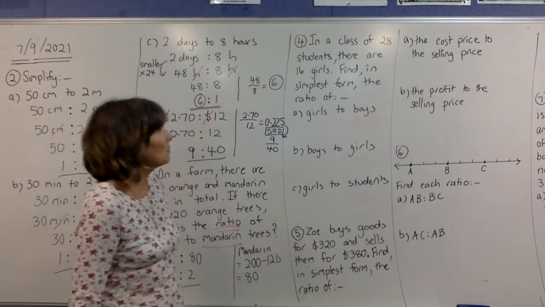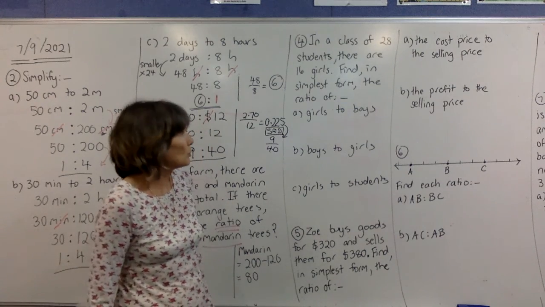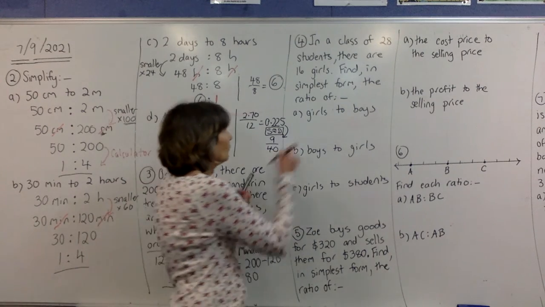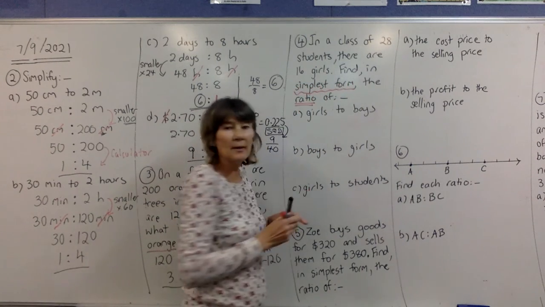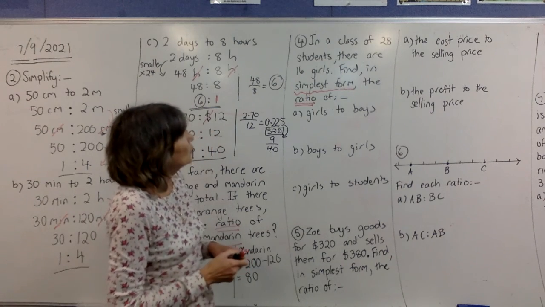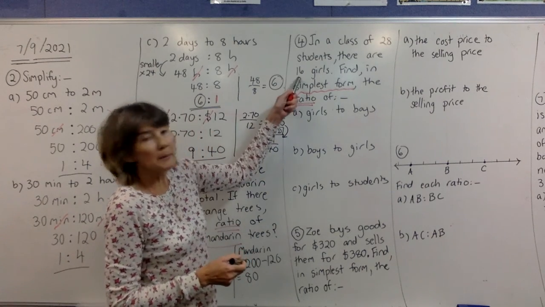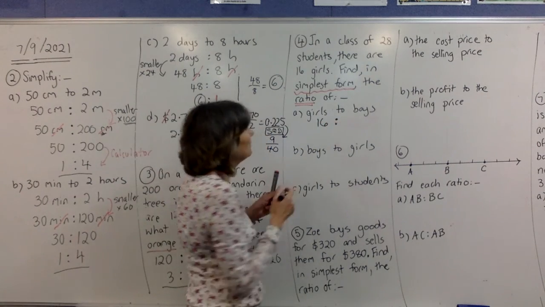Okay, so let's look at the next one. We have a class of 28 students. 16 of them are girls. Find in simplest form. Now, we're finding a ratio. Now, if they say they want it in simplest form, then you must make sure it is. So we want girls to boys. Well, we know how many girls there are. There's 16. Dot, dot. How many boys?